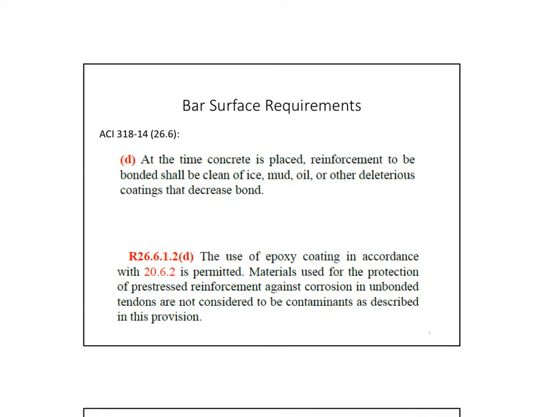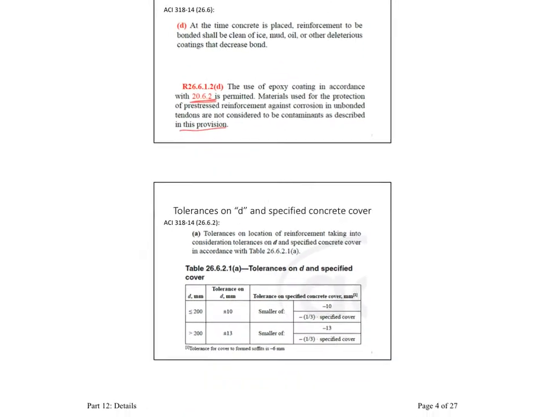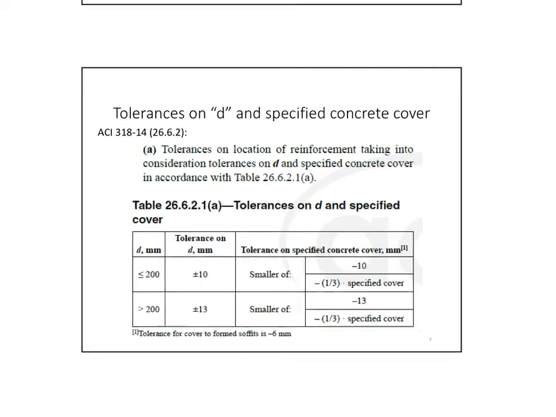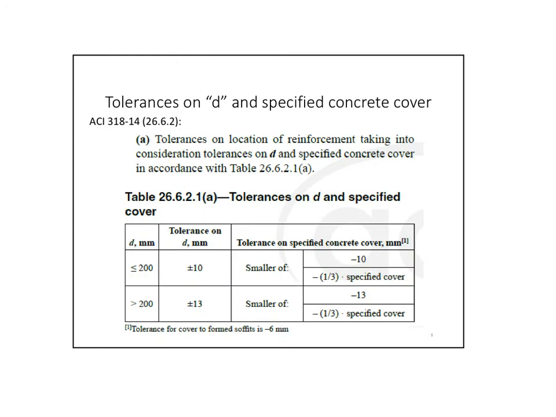The use of epoxy coating in accordance with this provision is permitted. Materials used for protection of pre-stressed reinforcement against corrosion in unbonded tendons are not considered to be contaminants as described in this provision. This is a little bit more detailed about a specific type of reinforcement called the pre-stressing strands or pre-stressing reinforcement.